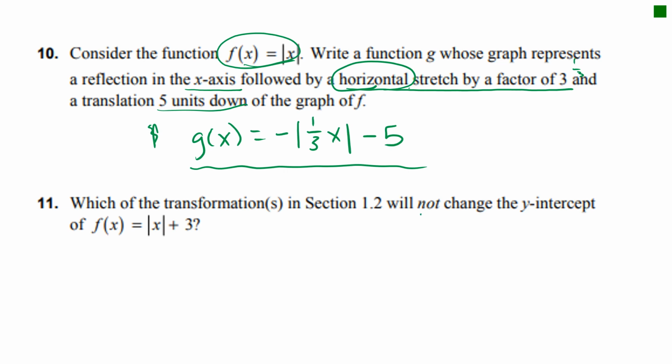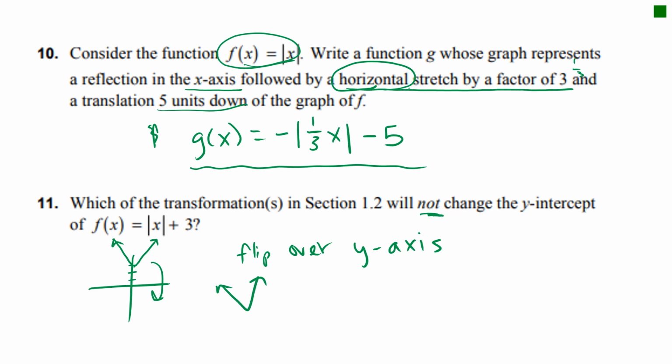All right, and then the last one is which transformation will not change the y-intercept. So think about this. This is just an absolute value graph that moves up 3. What type of transformation will not change that? If we flipped over the x-axis, it would change it. We could stretch it, shrink it, do all these other things. But what if we flipped it over the y-axis, which is also called a reflection? In that case, this absolute value is just going to flip over. So this part becomes here, and this part becomes that, and it ends up giving us the same thing.